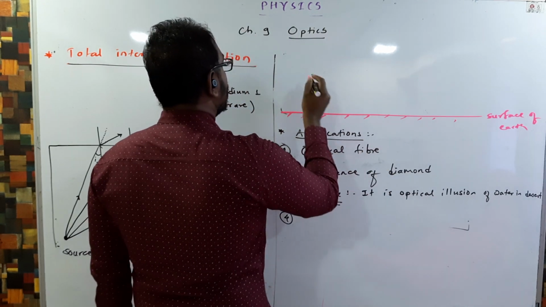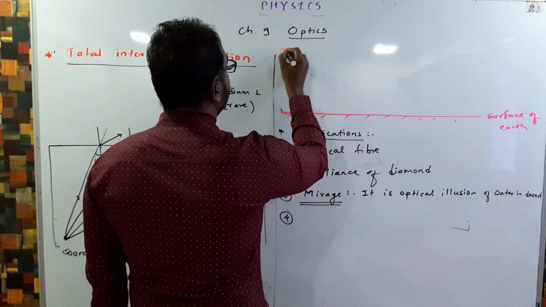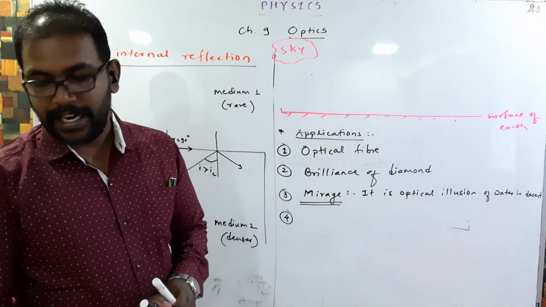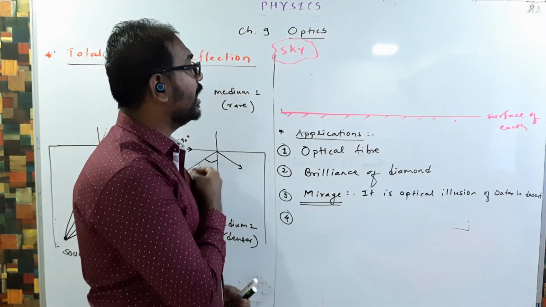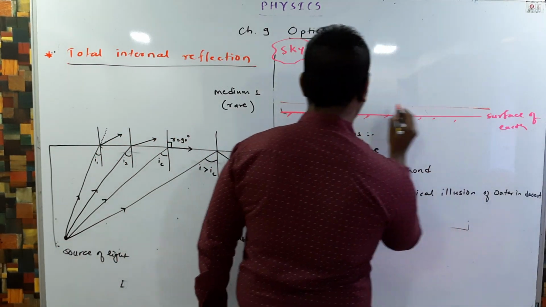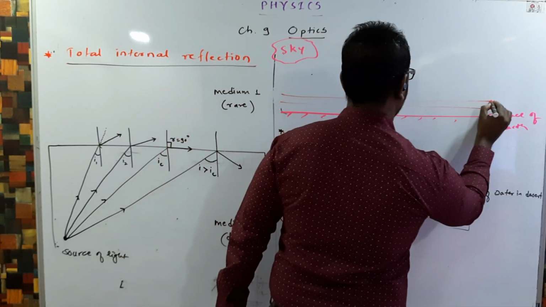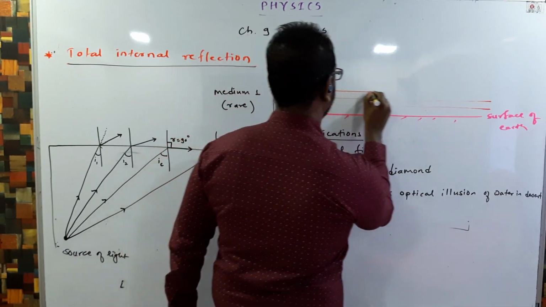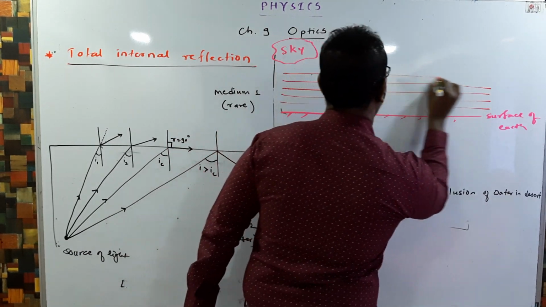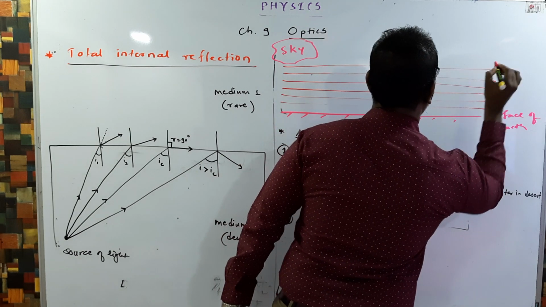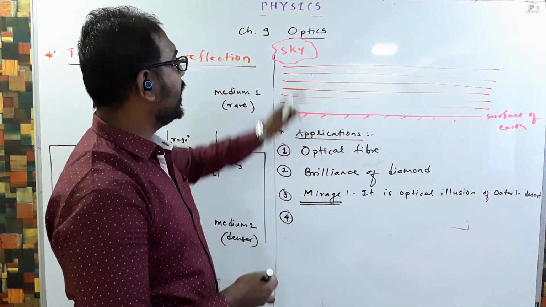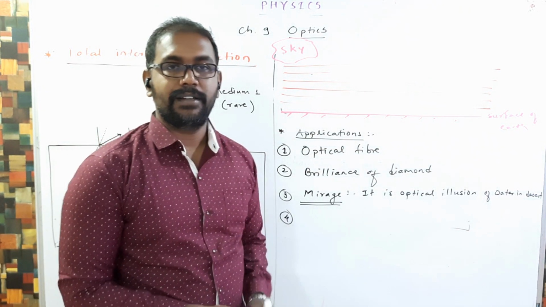Now I consider this is the sky. Now we have to divide the atmosphere into different layers. We have to divide this Earth's atmosphere into different layers. See here. Okay. Now in the afternoon, generally when sunlight is incident on the surface of the Earth, it gets heated.